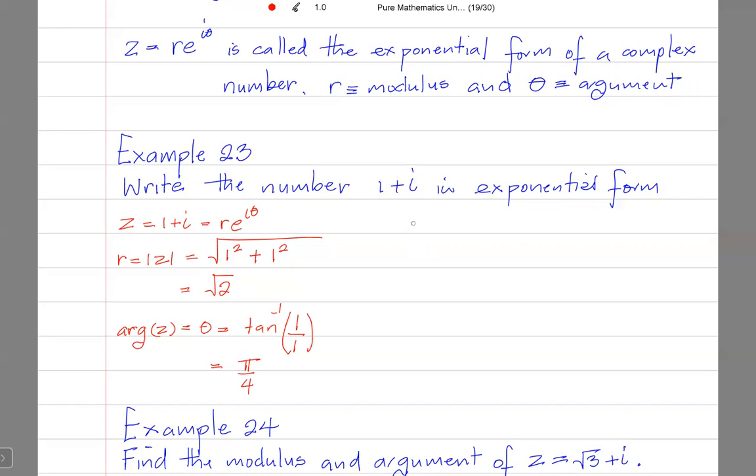And so now we can see the complex number z, which is 1 plus i, can be written as r, which is root 2, e to the i theta. So it's pi by 4, which is the argument, i. All right, that is simple, it's done. Now I want you to try example 24.